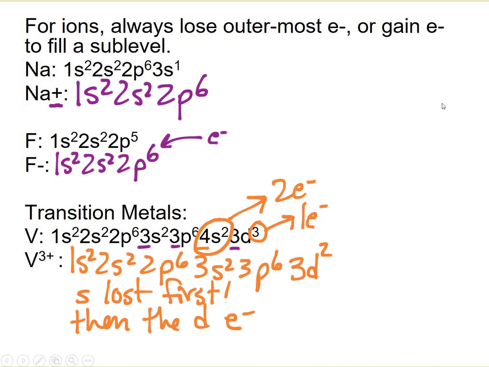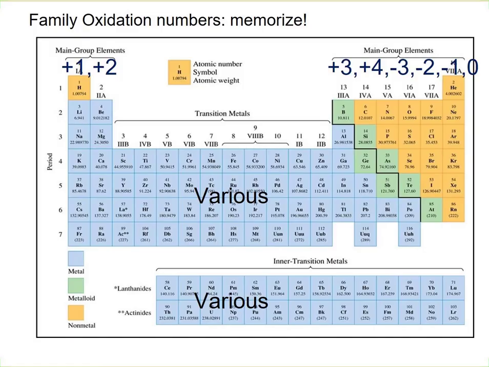So vanadium can have a +2 oxidation number, a +3, a +4, a +5, and then it stops because it's lost its s and its d electrons. So just to review the family oxidation numbers. When you look at the first family, your alkali metal family, this has one outer electron, and so when it loses it, it gets a +1 charge, so its oxidation number is +1. That's what its ion charge would be. And then your alkaline earth metals have a +2.